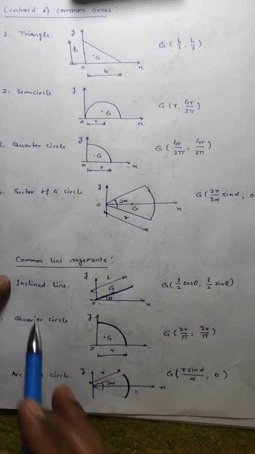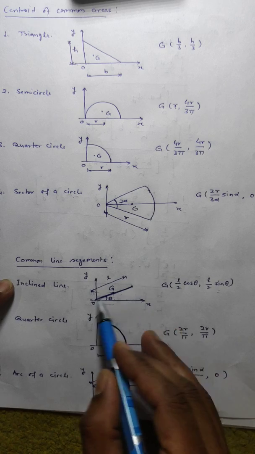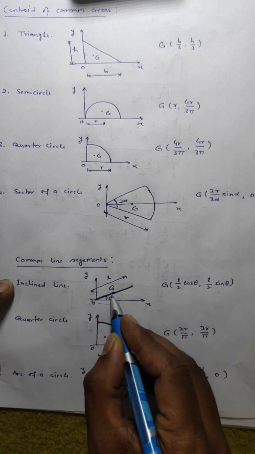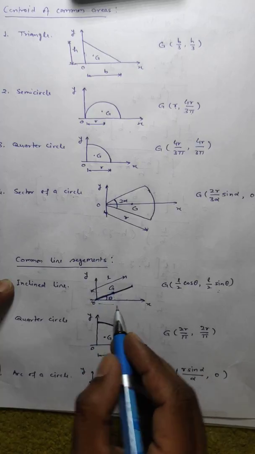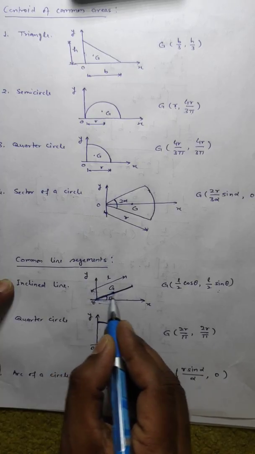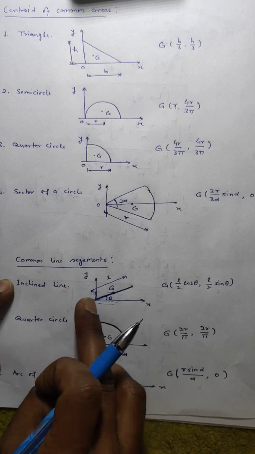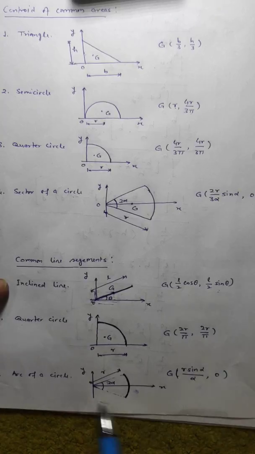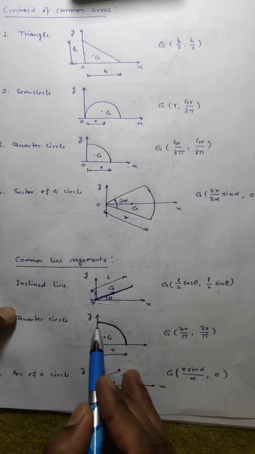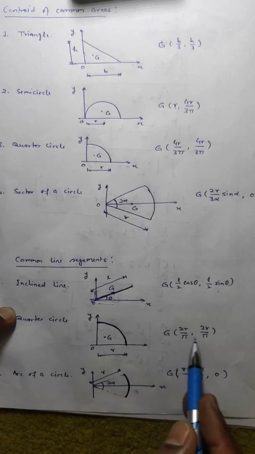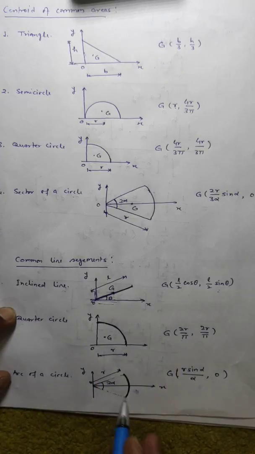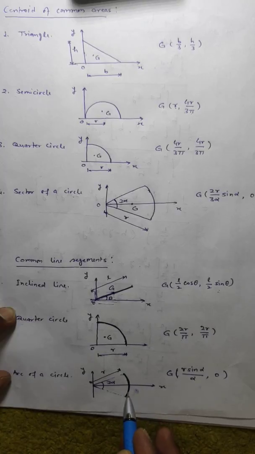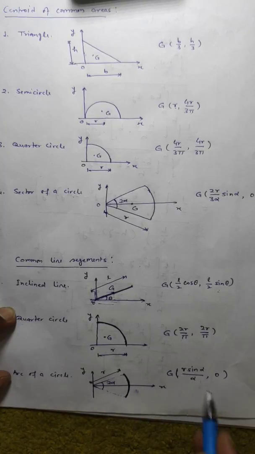If you talk about a line segment, then for an inclined line like this, it will be at the midpoint of that line, meaning L by 2 cos theta, and this distance will be L by 2 sin theta. So L by 2 cos theta and L by 2 sin theta are for the common line segment. For a quarter circular line segment, it will be at 2r upon pi and 2r upon pi. For an arc of a circle, it will be r sin alpha upon alpha. Mind it, here alpha is half the included angle. Total angle will be 2 alpha.